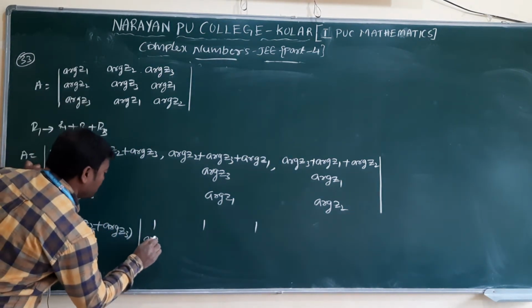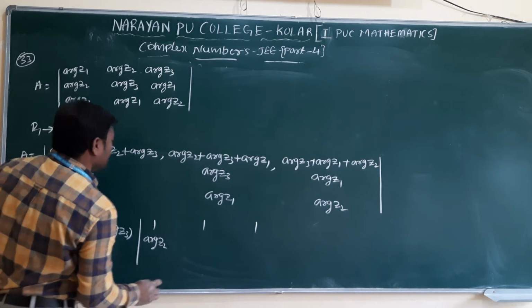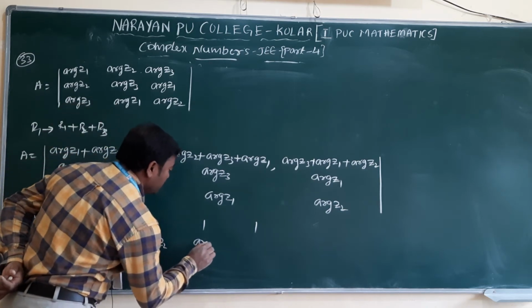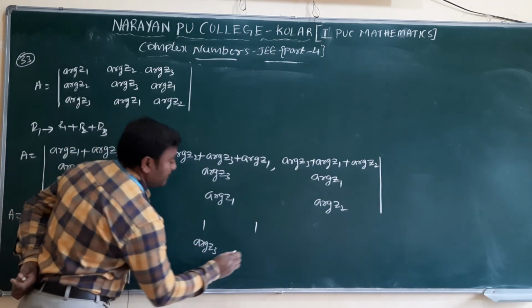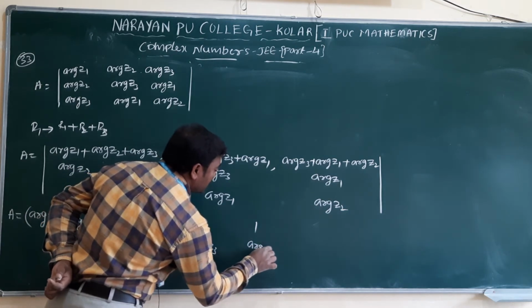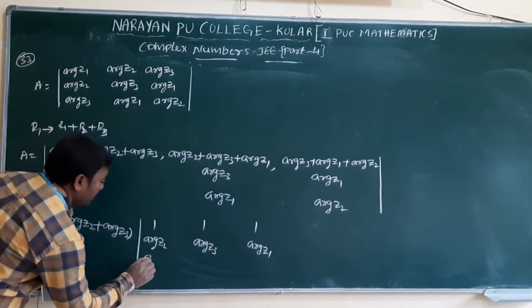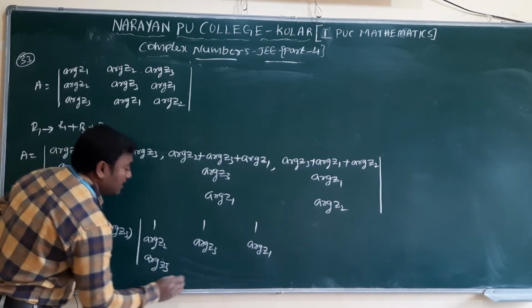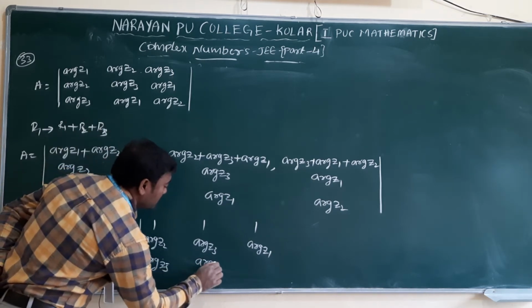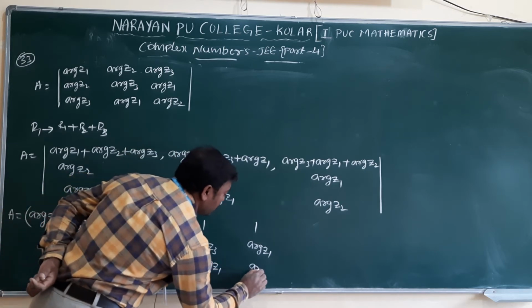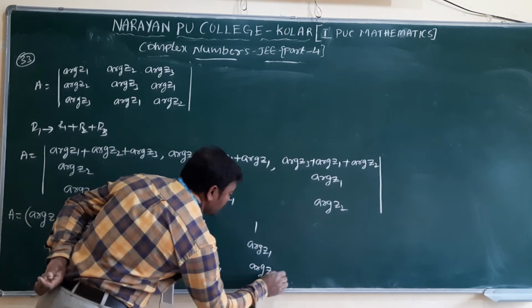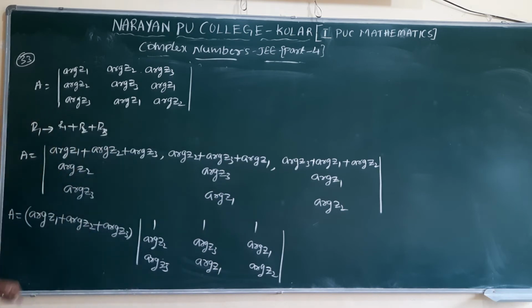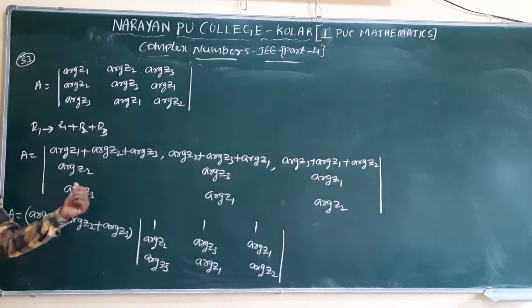Argument of Z2, argument of Z3, argument of Z1, argument of Z3, argument of Z1, argument of Z2. So already we know that argument of Z1 into Z2 into Z3 is equal to argument of Z1 plus argument of Z2 plus argument of Z3.